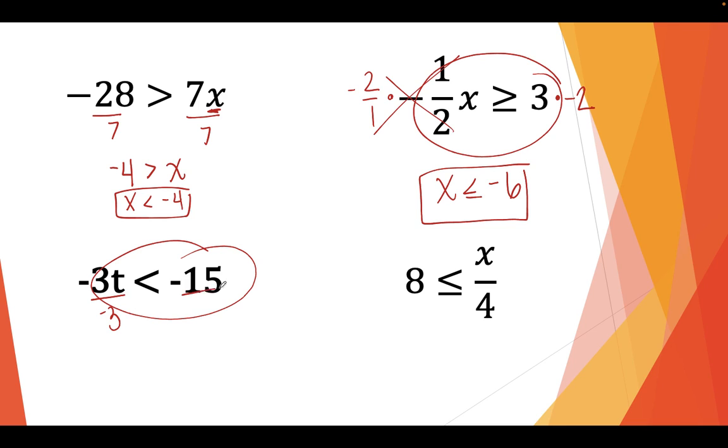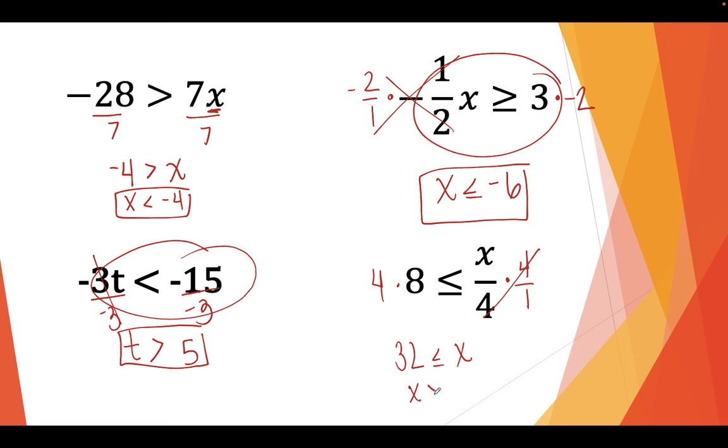When I solve this next one, I'm going to divide by a -3, which would require me to flip my inequality since I divided by a -3. And for my final example, multiplying both sides by a 4 would simply give us a +32 is less than or equal to x. And again, that answer, if I rewrite it with the x on the left, would be x is greater than or equal to 32.